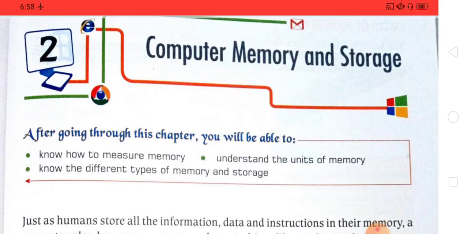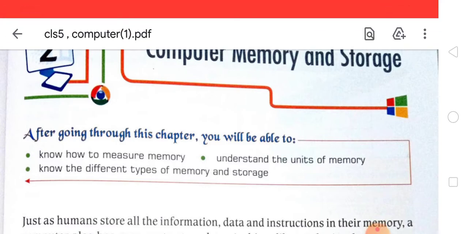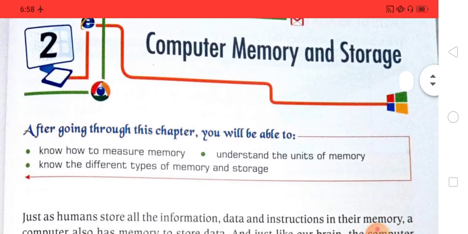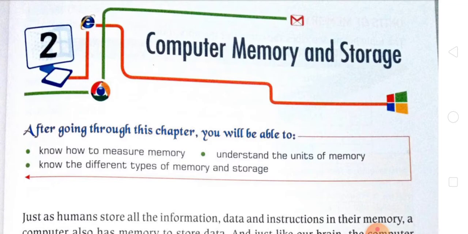So today we are going to discuss the chapter of Class 5 Decoding Computer Science, second chapter, Computer Memory and Storage. Here we will learn how to measure memory, what the units of memory are, and the different types of memory and storage.